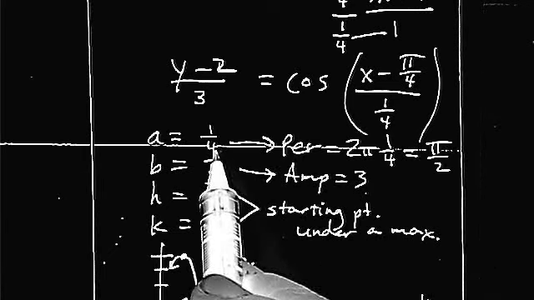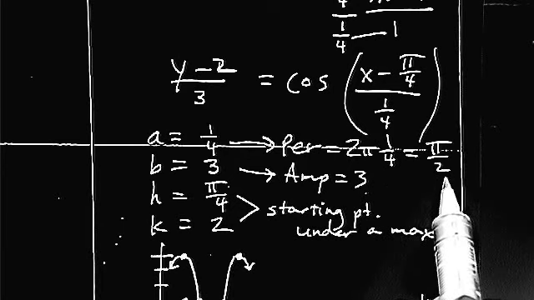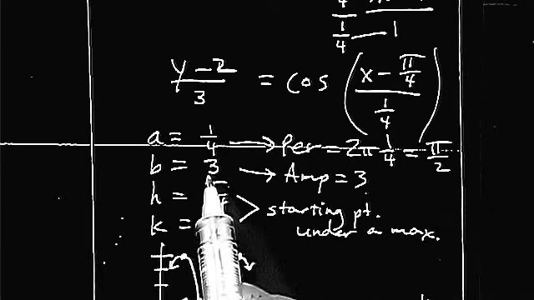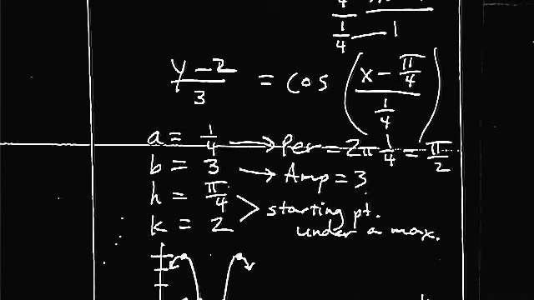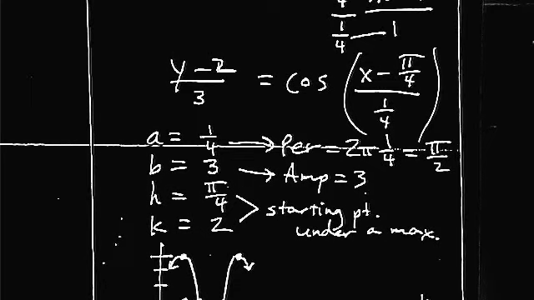If A is 1/4, then the period is 2 pi times 1/4, which is pi over 2. If B is 3, then the amplitude is 3. And HK is your starting point, which is underneath the maximum.